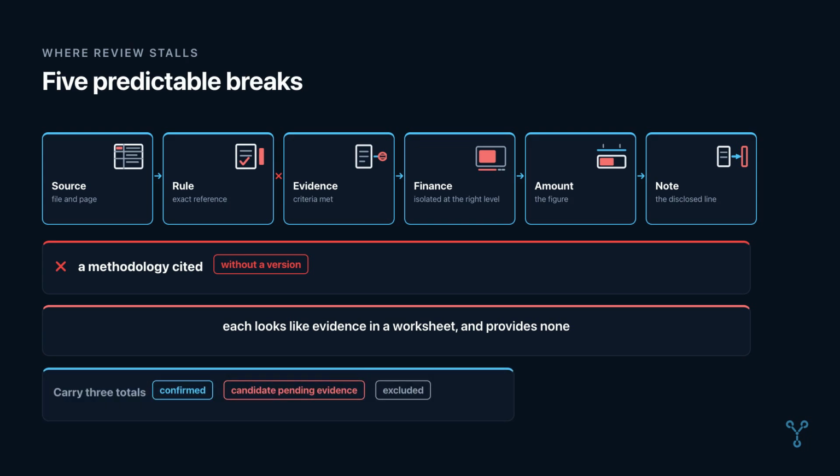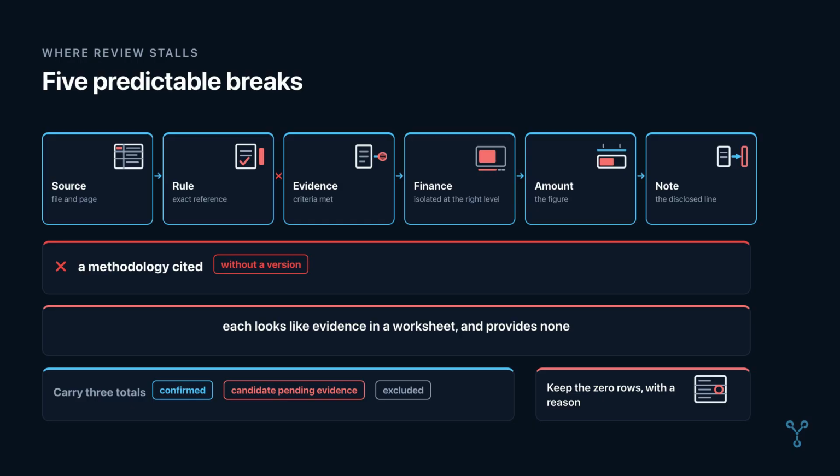Carrying 3 totals tells a reviewer exactly where the work stands: confirmed, candidate pending evidence, and excluded. Keep the 0 rows. A component recorded as 0 with a reason is evidence that you screened it. A component that simply never appears is indistinguishable from an oversight.